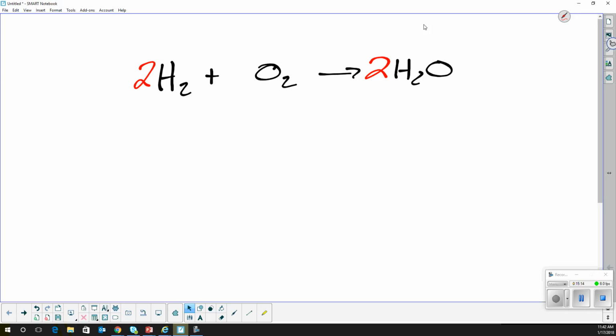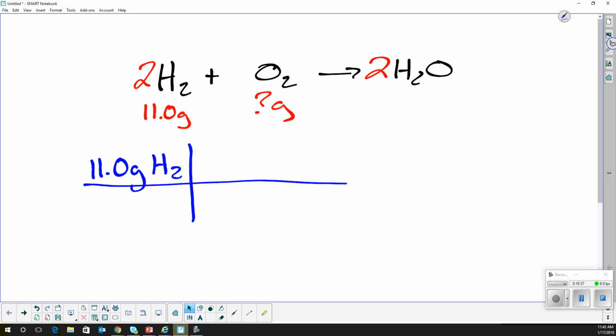Now, if I have been given, say, 11.0 grams of H2, and I want to find out how many grams of O2 that I need to mix with it to get an answer, then I'm going to always start with what I'm given, right? So what I've given was the 11.0 grams of H2. Make sure that you always put what you have. What's the first step? Just a reminder, this is stoichiometry, what we just came off of. What do I put next?